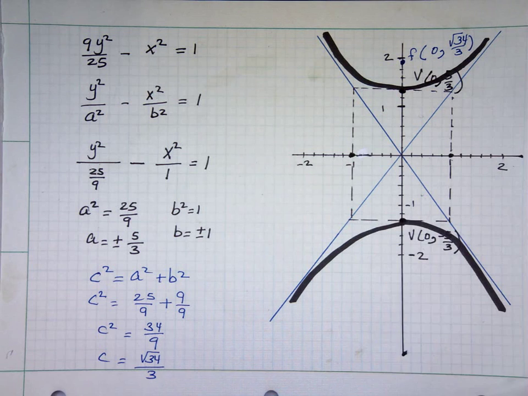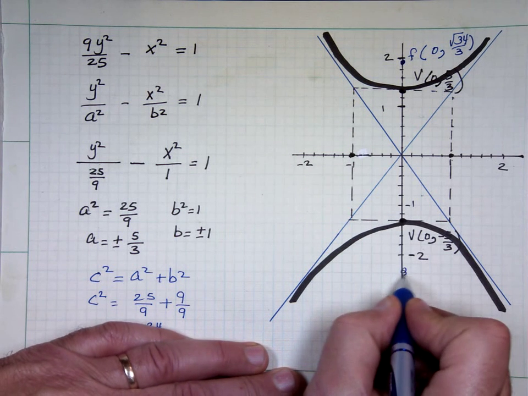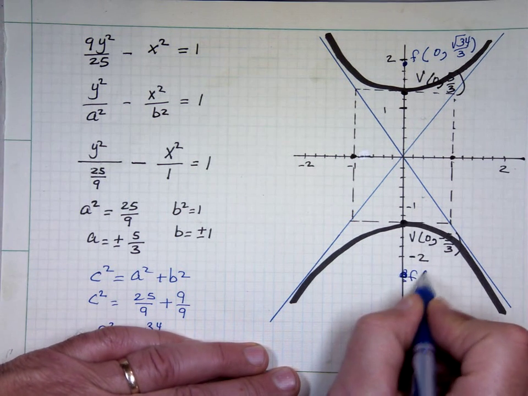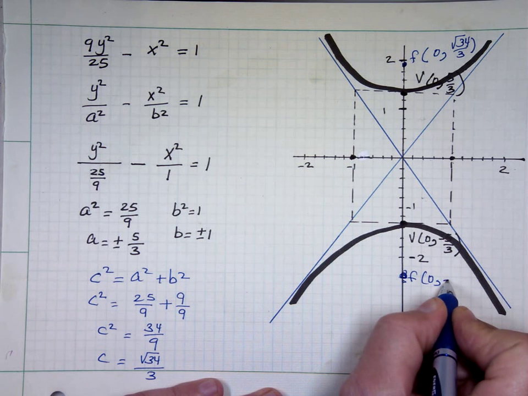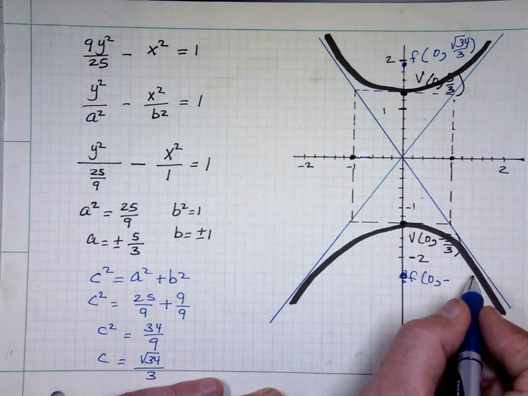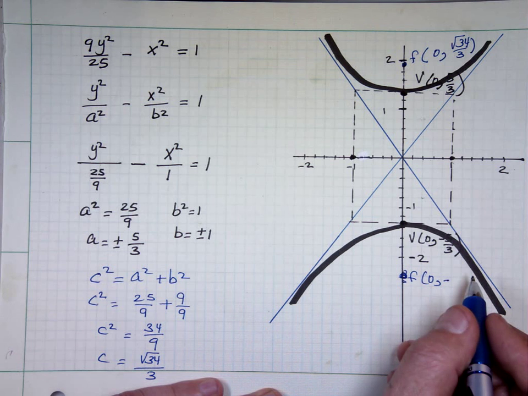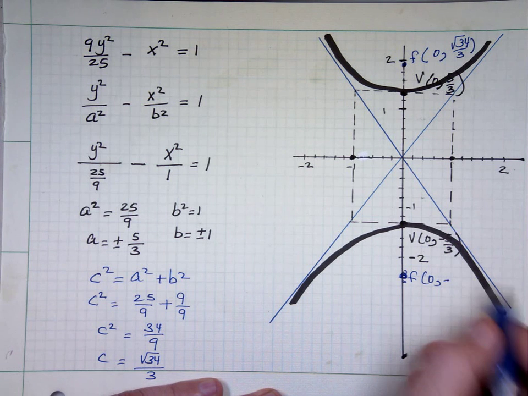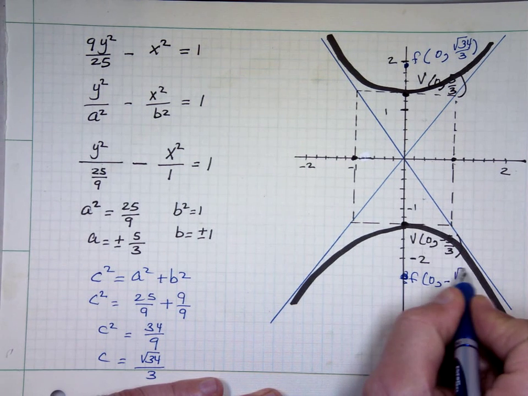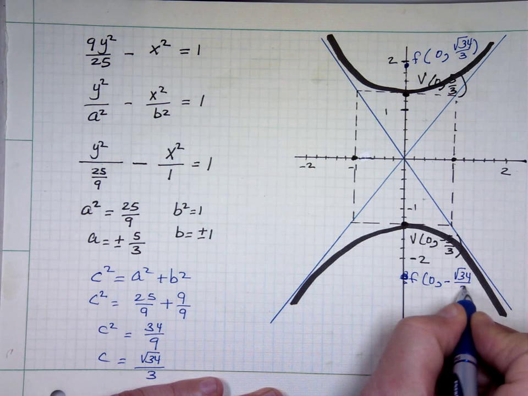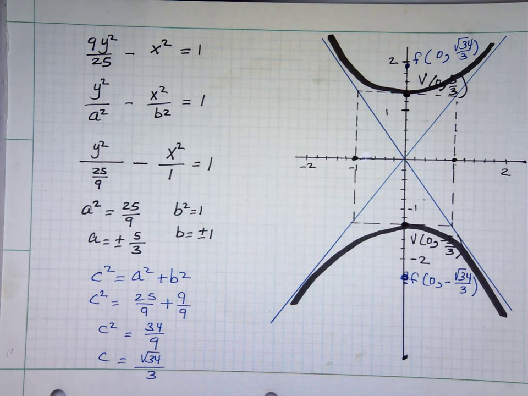And somewhere, I don't know where exactly, 0, comma, negative square root of 34 over 3. What's that? A little more than 2. No, more than 3, actually. So that's where the focal point is going to be, up and down.